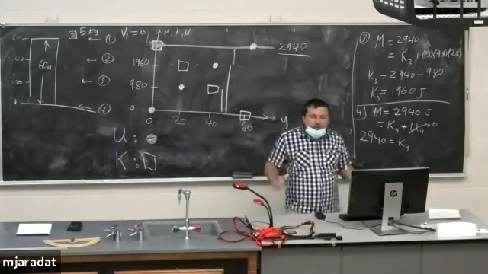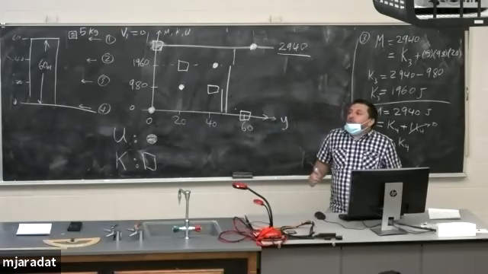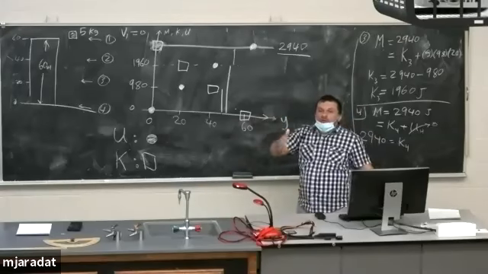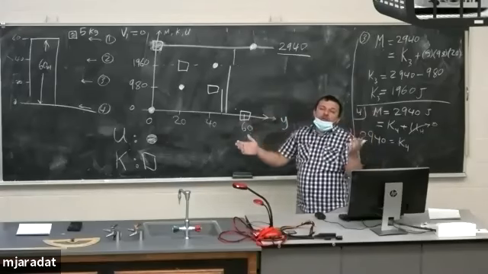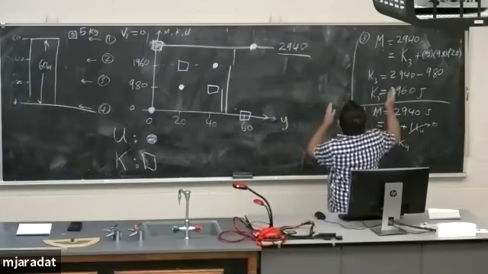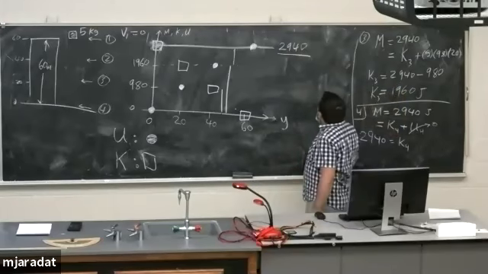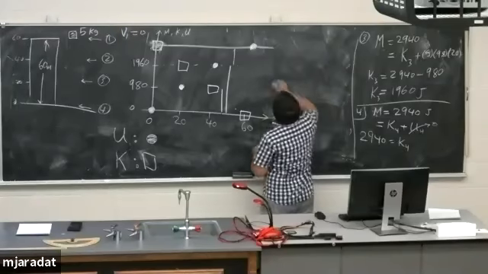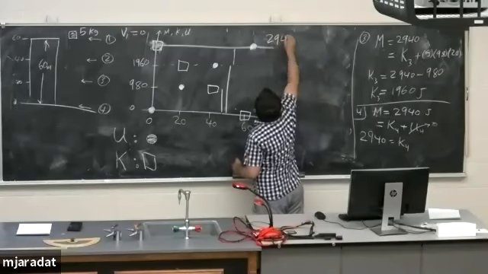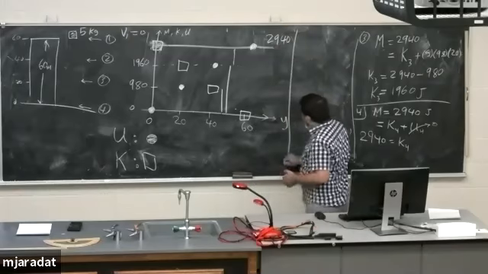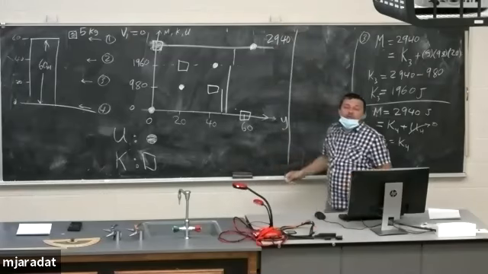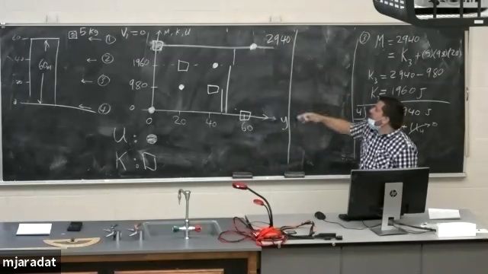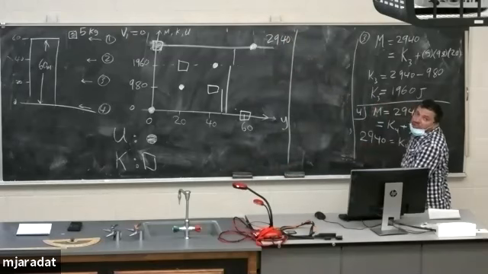Previously, I asked you to find the velocity. V final, V2 is equal to V1 plus AT. You need to use these equations. But when we use the energy technique, we can use the velocity anywhere.